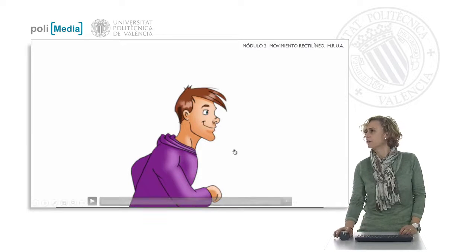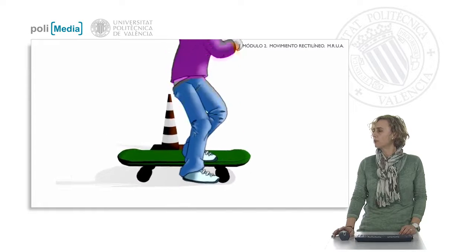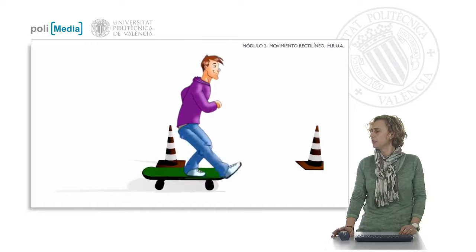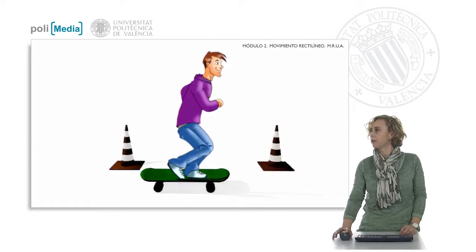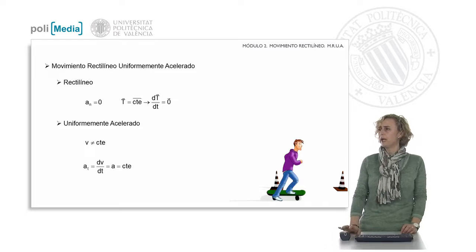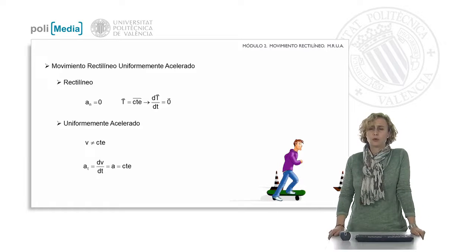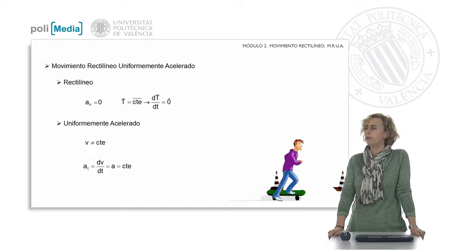Let's see how J moves now. J starts from rest and will acquire a velocity that it will then maintain. Then the velocity now is no longer constant. Then, at the moment of starting the movement that J has experienced, is a rectilinear and uniformly accelerated movement.